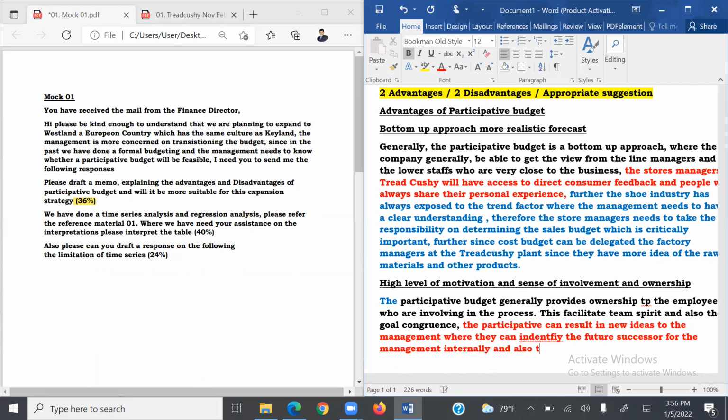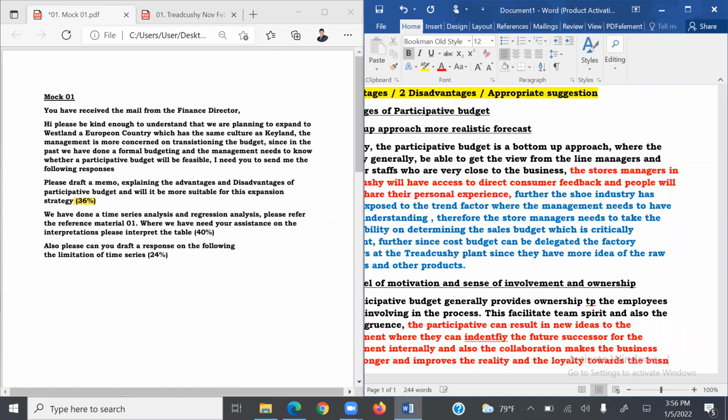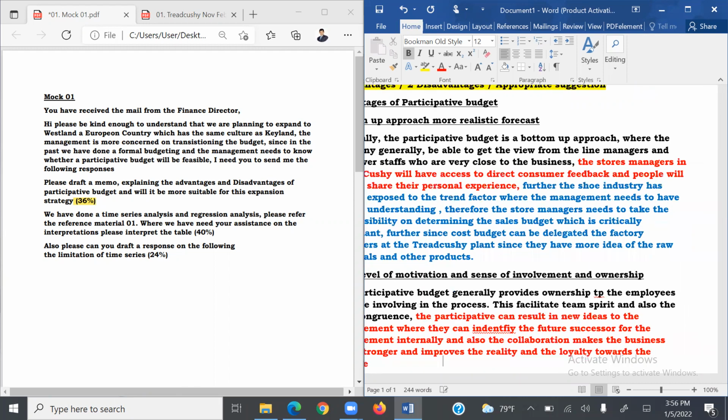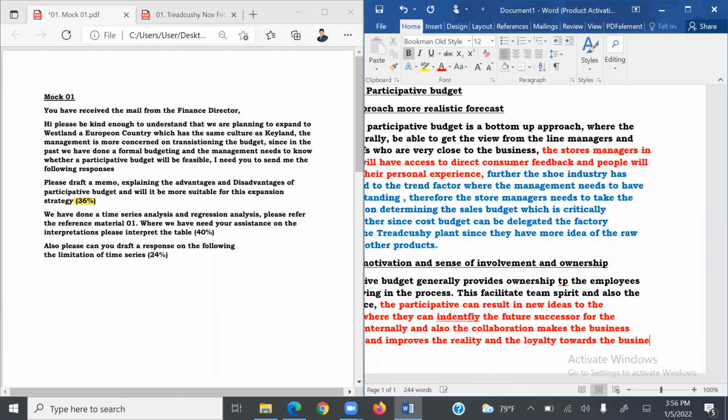and also the collaboration makes the business even stronger, and improves the reality, and the loyalty towards the business, or I can say loyalty towards the business by the employees.